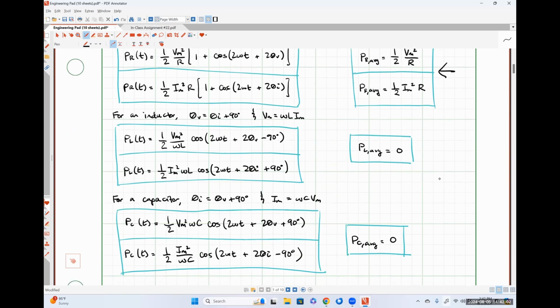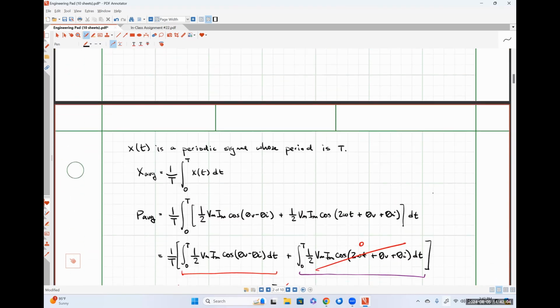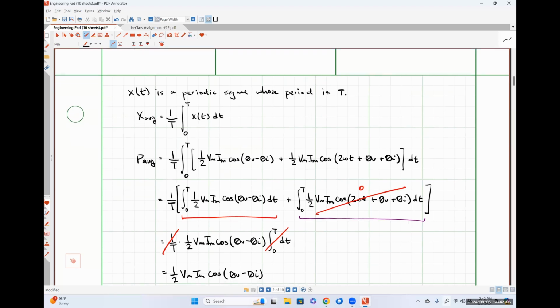All right, so before we move on to our in-class assignment, was there any question regarding instantaneous power and/or average power? All right.